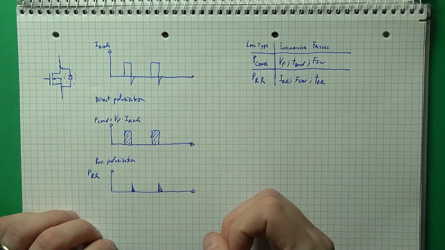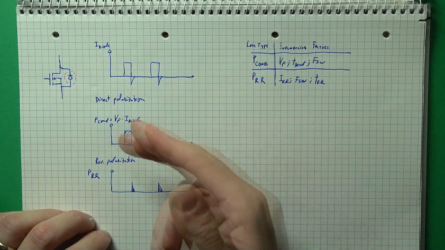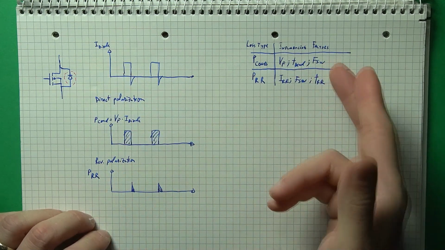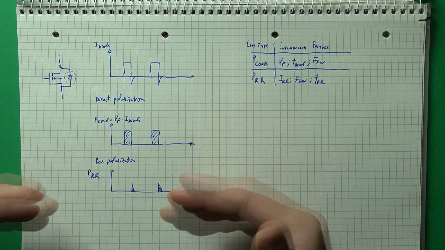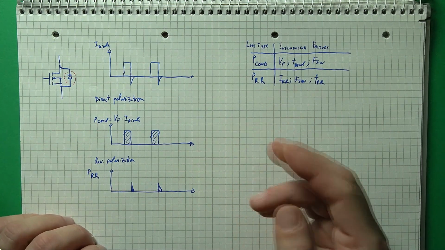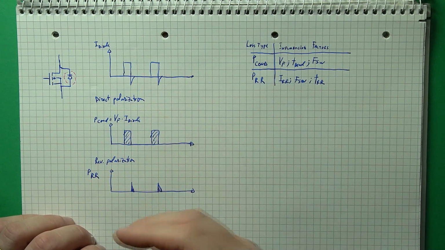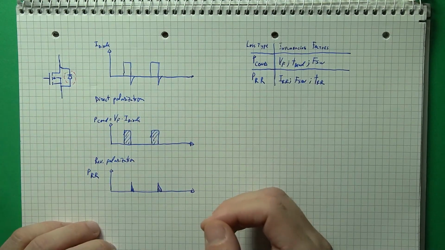So the body diode related losses are influenced on the one side for the conduction losses by the forward voltage, the dead time, and the switching frequency, so this happens every single switching cycle, and for the reverse recovery loss, it's influenced by the reverse recovery current, the reverse recovery time, and the switching frequency again.